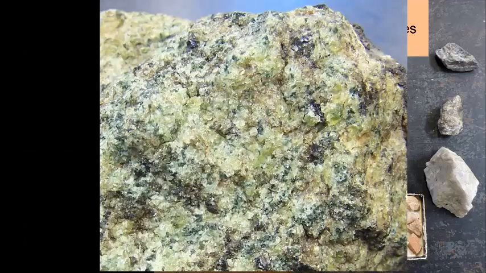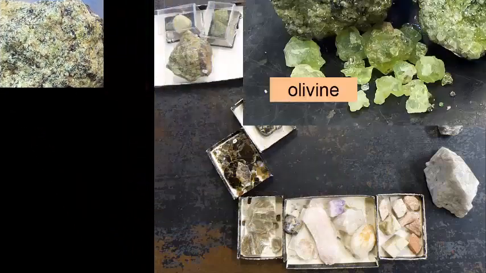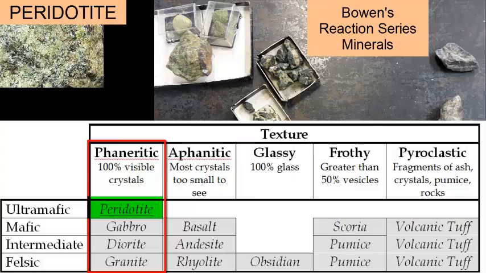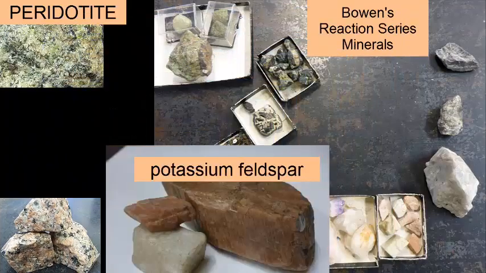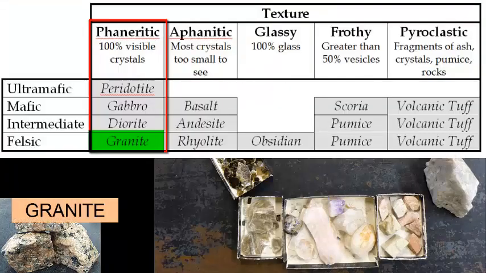The green rock is made up 100% of green glassy minerals. What are they? Olivine. A rock made entirely of olivine must be ultramafic, so that means this rock is peridotite. The pink mineral in this rock looks just like potassium feldspar, and that means it must be felsic in composition. Phaneritic felsic rocks are called granite.